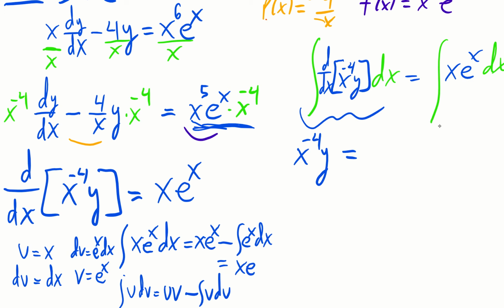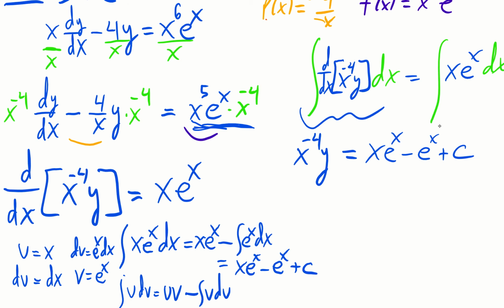So we have our x e to the x term. The antiderivative of e to the x is e to the x. And then we don't want to forget that we have that constant of integration plus c. So the integral of that right-hand side was x e to the x minus e to the x plus c. And now we're almost there.